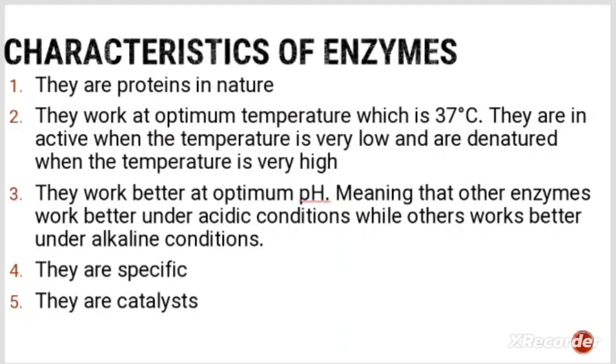They work better at optimum pH. Optimum pH, we are looking at acidic condition and alkaline condition. This shows that some enzymes work better where there is acid, others in alkaline condition. For example, in our stomach there is hydrochloric acid. So pepsin, which is an enzyme that digests proteins to polypeptides, works better under those conditions. As a result, the enzyme works well where there is acid, and the stomach has hydrochloric acid, so the acid helps this enzyme to work better because it works better under acidic conditions.